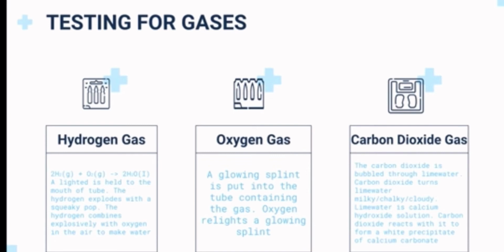Oxygen gas. A glowing splint is put into the tube containing the gas. Oxygen relights the glowing splint. Carbon dioxide gas. The carbon dioxide is bubbled through lime water. Carbon dioxide turns lime water milky, chalky, or cloudy. Lime water is calcium hydroxide solution. Carbon dioxide reacts with it to form a white precipitate of calcium carbonate.